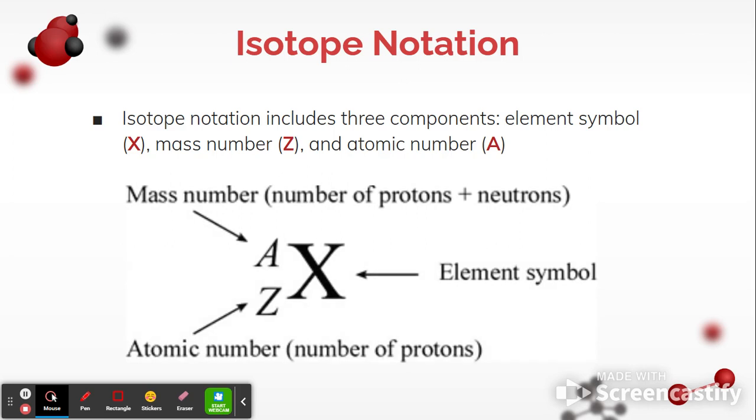One way we can express the notation of an isotope is through this method. X denotes the elemental symbol, A denotes the mass number, the number of protons plus neutrons, and Z denotes the atomic number, the number of protons. A way of remembering this is that the number on top, in this case represented by A, will always be greater than the number on bottom, in this case Z, because the sum of the protons and neutrons must be greater than just the number of protons.